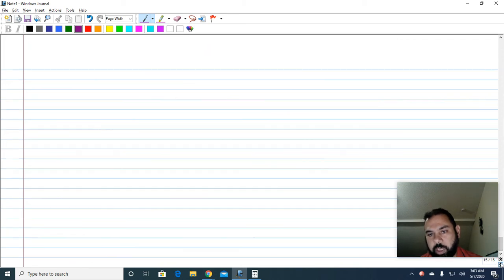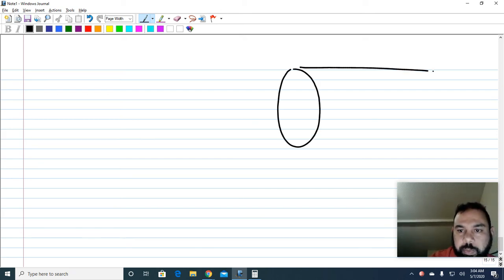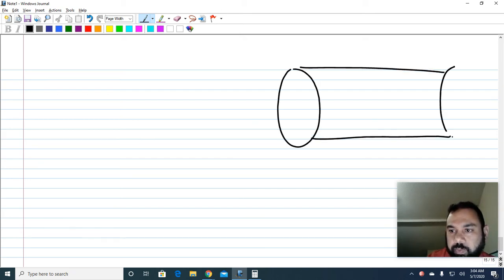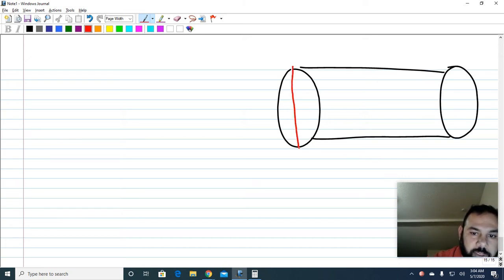Let's do another one here. You are provided with a cylinder, let's say that shape here. This time you are given the diameter, which is 10, and you are given the length or width of your cylinder, 20.